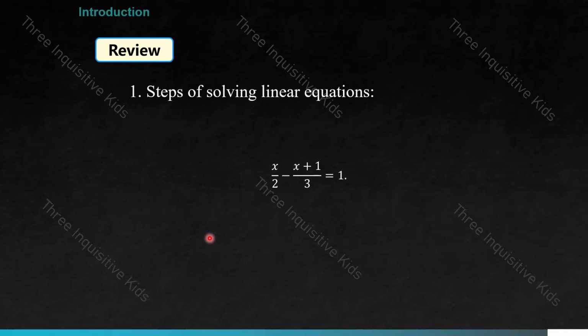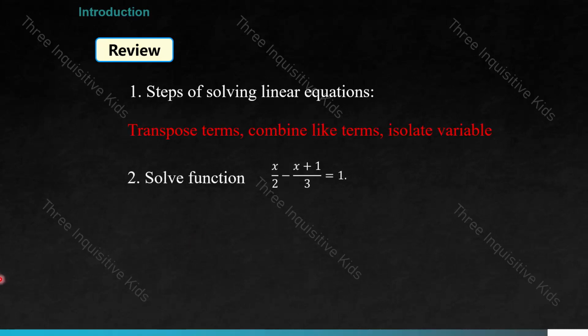What are the steps of solving linear equations? Well, they are to transpose terms, combine like terms, and to isolate the variable. Now I want you to solve the equation x over 2 minus (x plus 1) over 3 equals 1. Well, as you can see, it's a linear equation, and we can solve it using these 3 steps listed up here, which gives us x is equal to 8.